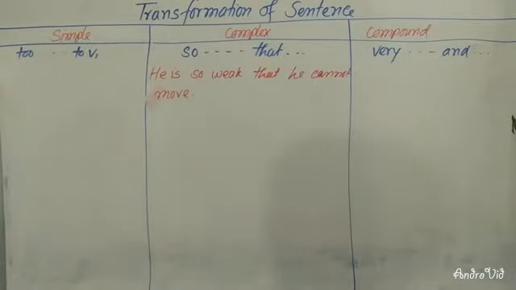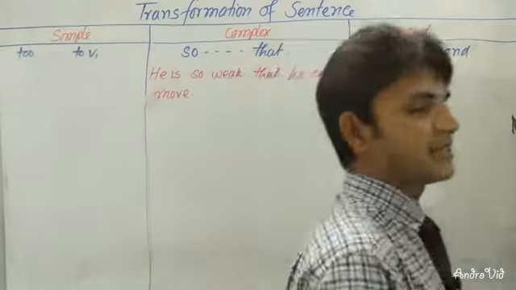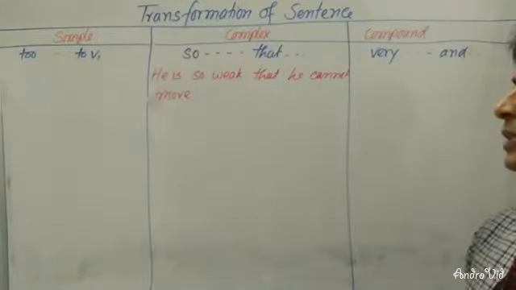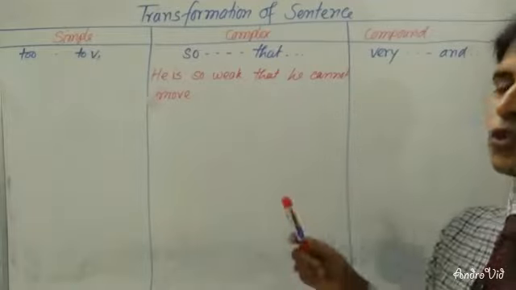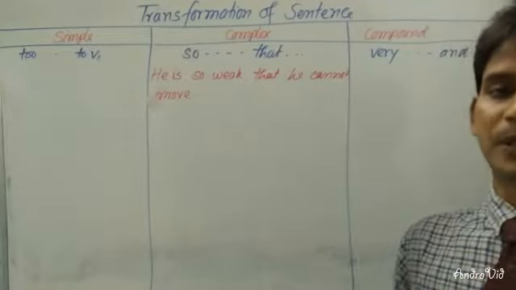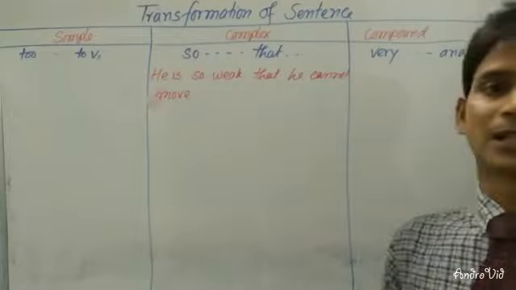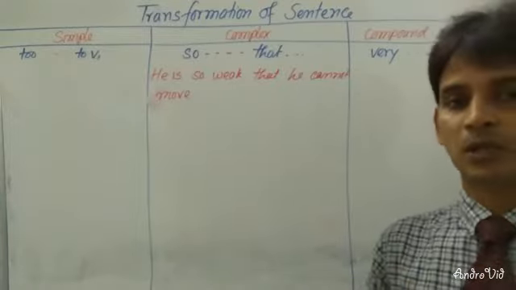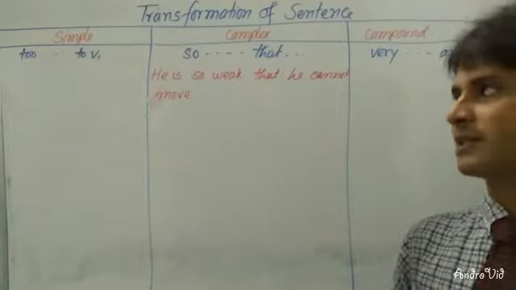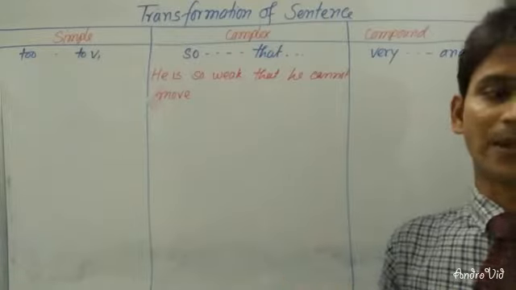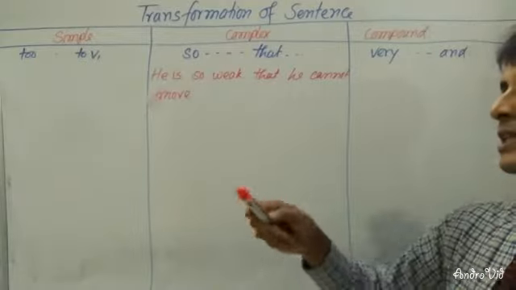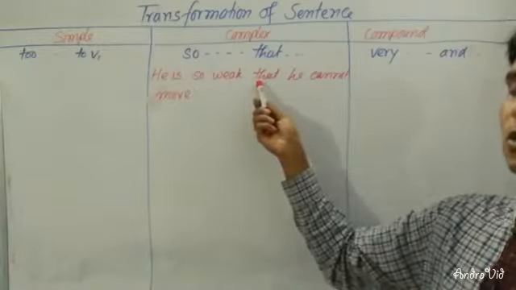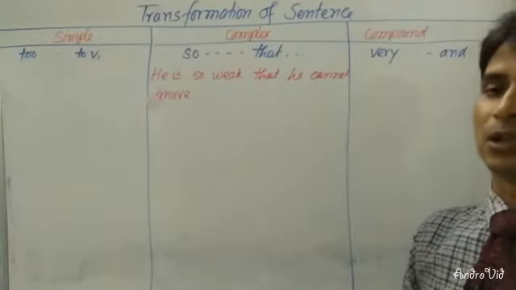Dear learners, you can see a complex sentence: He is so weak that he cannot move. "He is so weak" is an independent clause, and "that he cannot move" is a subordinate clause. You know that in a complex sentence you must have minimum two clauses. One will be an independent clause and another will be a subordinate clause. So there are two clauses here.